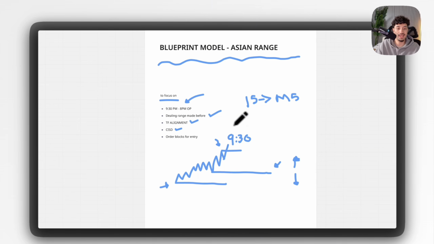Once we hunt liquidity at 9:30, and as we are above 8 p.m.'s opening price, you know that this is a market in a premium. So looking for short is actually high probability. And then you're waiting for a change in the state of delivery. So you'll move on to the M5.